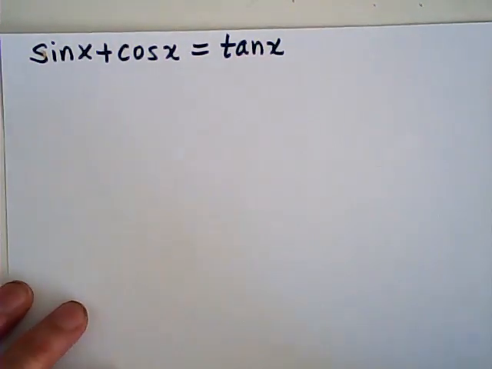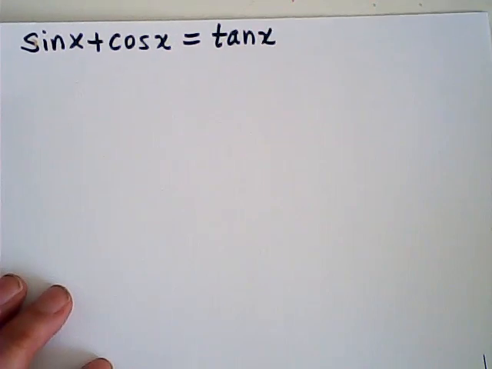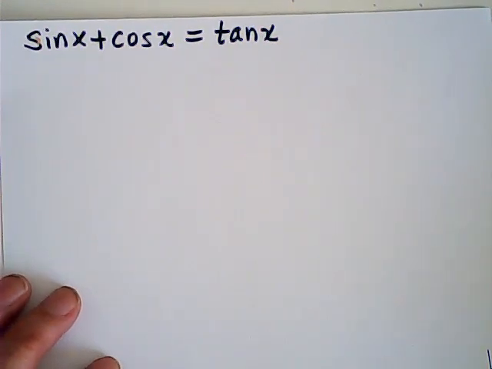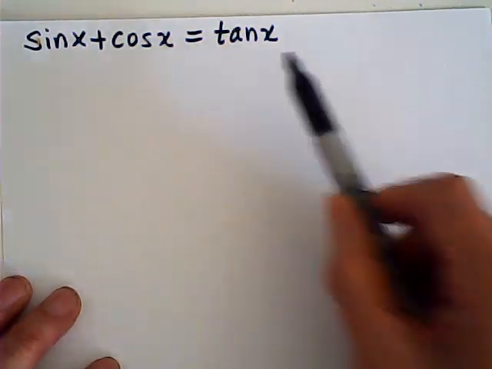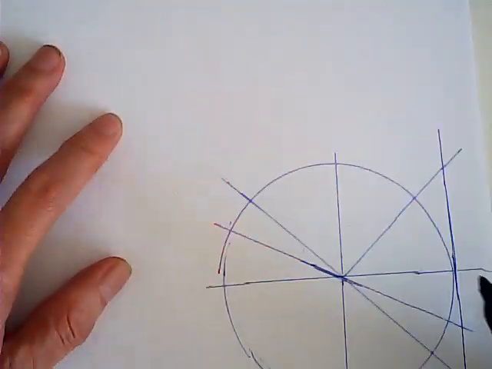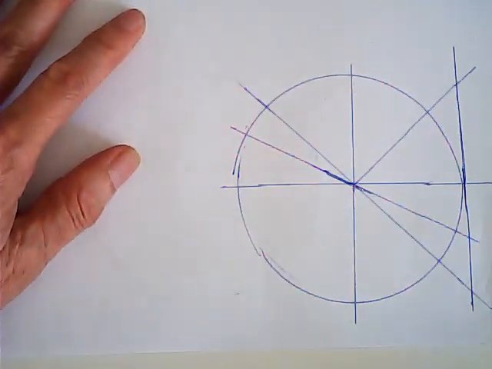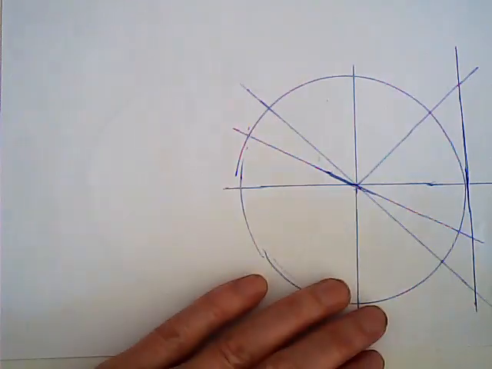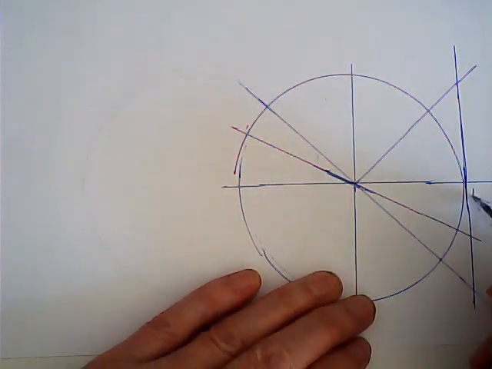We solve this equation: sine x plus cosine x equals tangent x. Now, first, let's see the possibilities of the angle x, where it is located. So let's see this one. There's a unit circle. This is a unit circle. The radius is equal to 1.